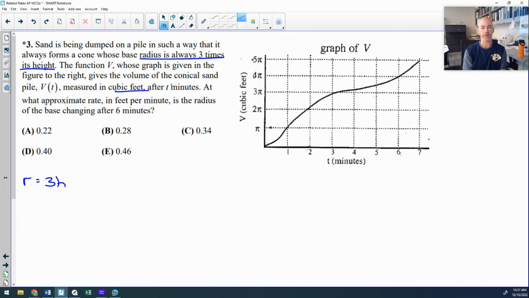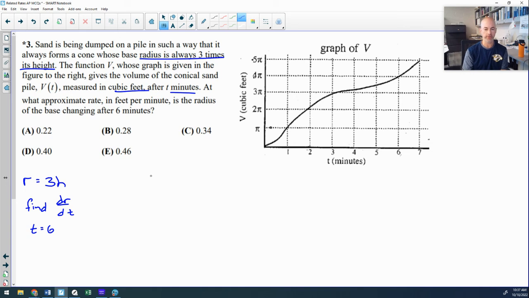Let's see, we are measuring in cubic feet per minute. At what rate in feet per minute is the radius of the base changing? So my goal is to find dr/dt. And we are looking when t is equal to 6. Okay, that's interesting. They gave me a unit of time. Usually on these problems, they say when the radius is 4 or something like that. So we're going to have to somehow factor in t equaling 6.